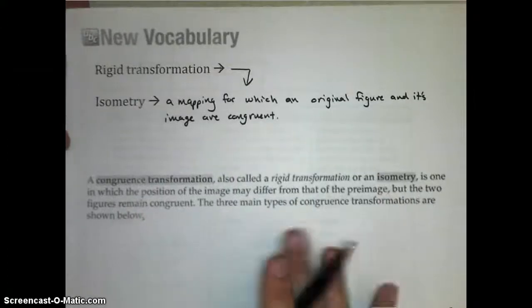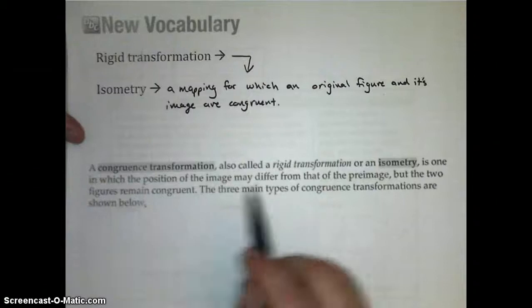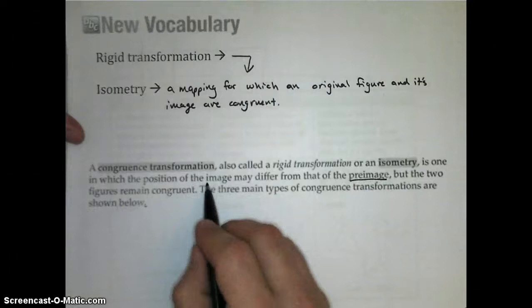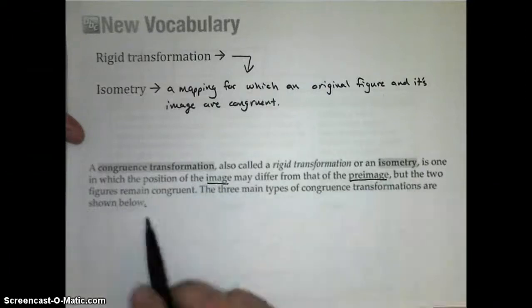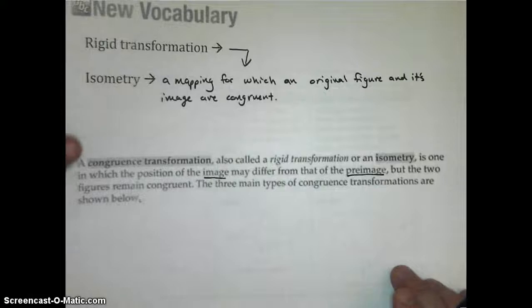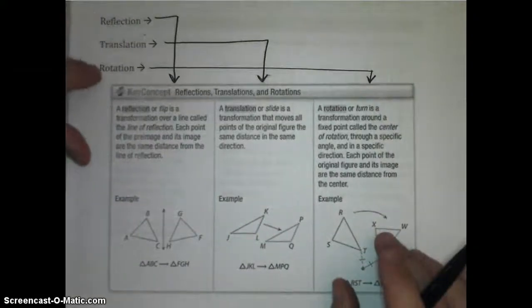And the position of the image and its original figure may differ. The original figure we call the pre-image, and after you move it, you call it the image. But the two figures remain congruent. There's three main types of congruence transformations, and they are shown right here. We have a reflection, translation, and rotation.